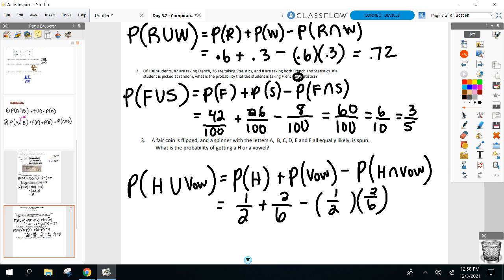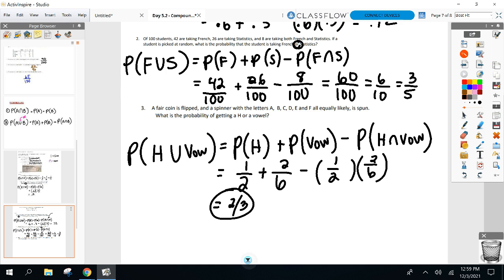For some reason I thought that when I said vowel, all the vowels were on the spinner. Certain ones. And we end up with a fraction, 2/3. Yep.